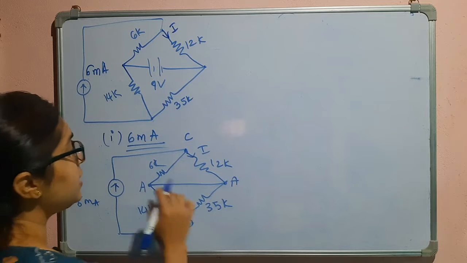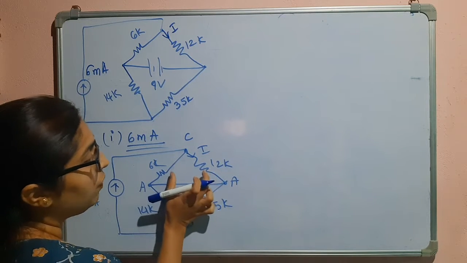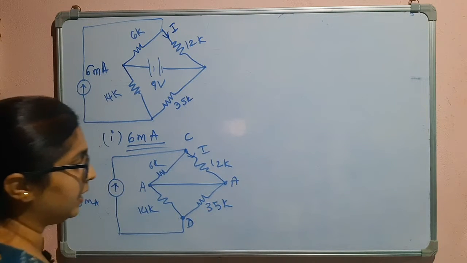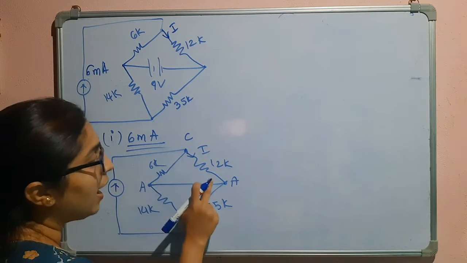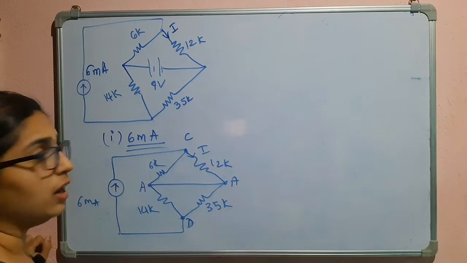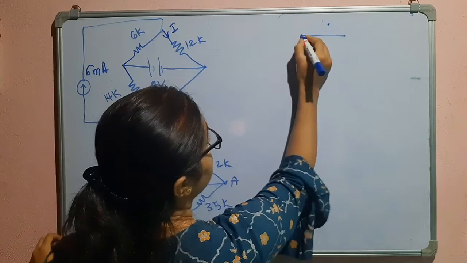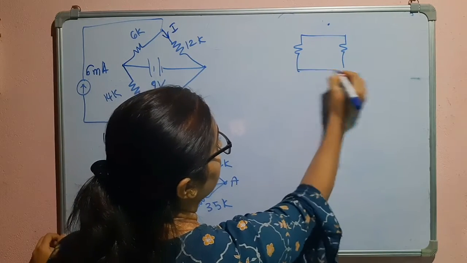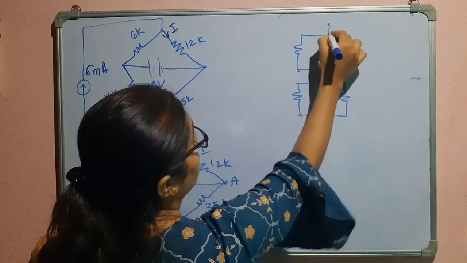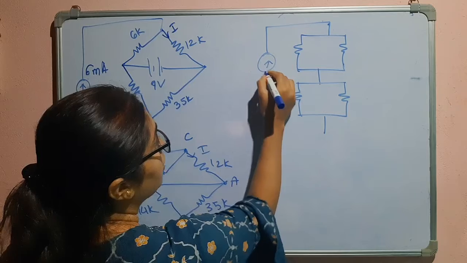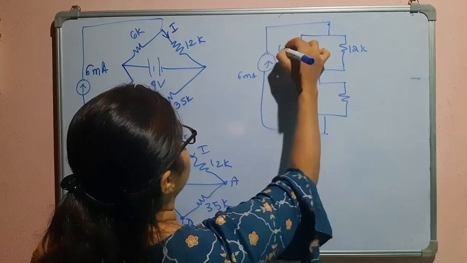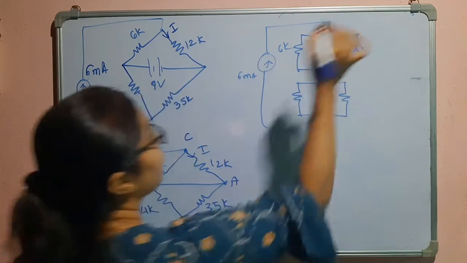You can see between A and C we have two resistors connected, and between A and D we have two resistors connected. That means 6K and 12K are in parallel, and 14K and 35K are in parallel. So we can redraw it like this. This is the 6 milliampere current source. This is 12K. This is 6K. This is the current that is to be found out.